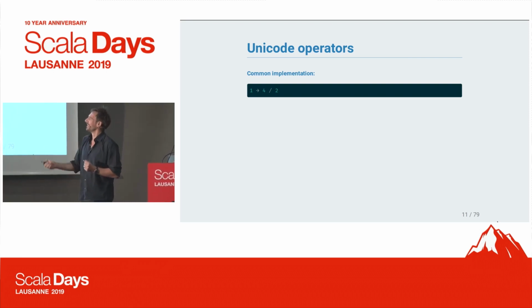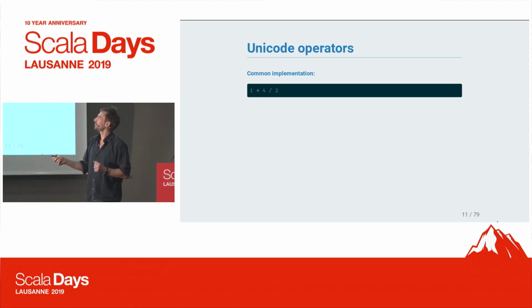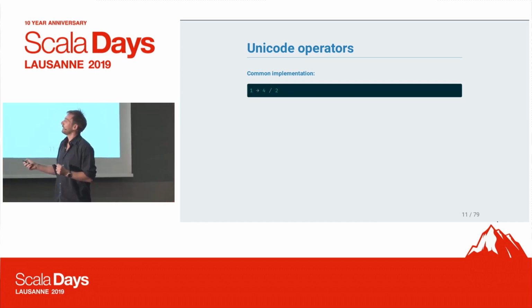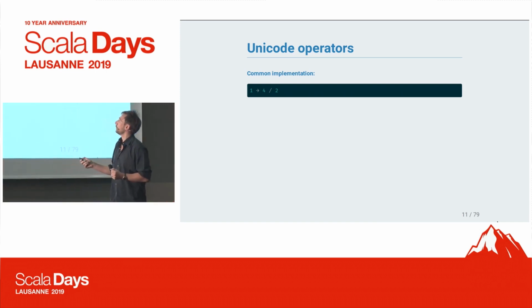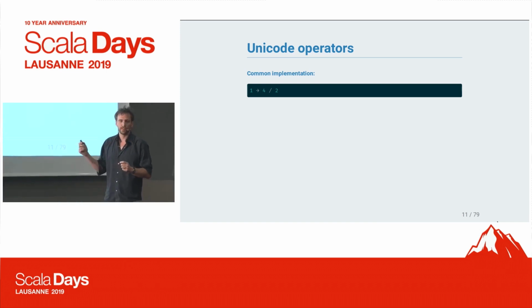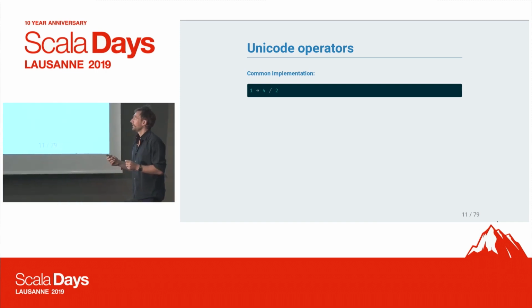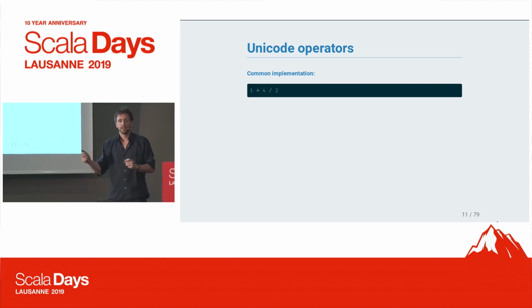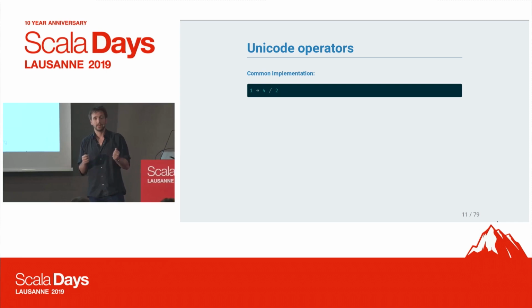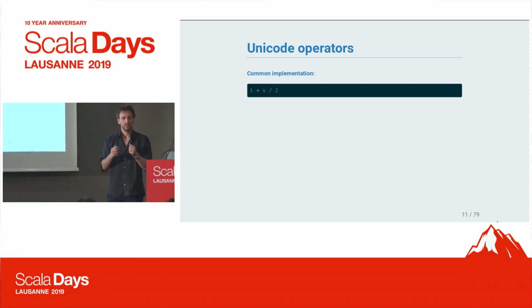Unicode operators. This is problematic. Can anybody tell me why? So first, what is this code supposed to do? This syntax here is expected to read, create a tuple whose left member is 1 and whose right member is 4 divided by 2. And this is what would happen if you wrote that using the ASCII operators, and the documentation tells you that the ASCII operators and their Unicode equivalents are exactly the same.